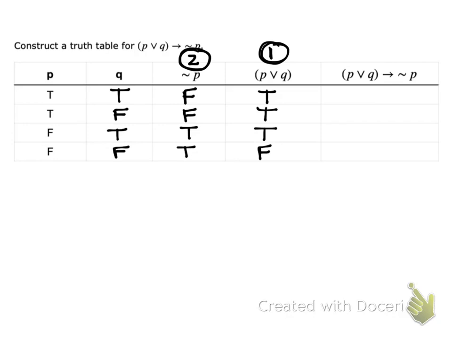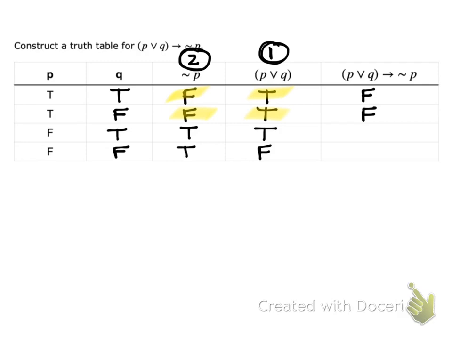The truth value of a conditional says that the only one that truly violates the definition of conditional is the one that starts true and ends false. That right there creates a false truth value. So if we look at our next one, starts true, ends false, that creates false. Anything else we consider true because we don't have enough information to determine the truth value of it.